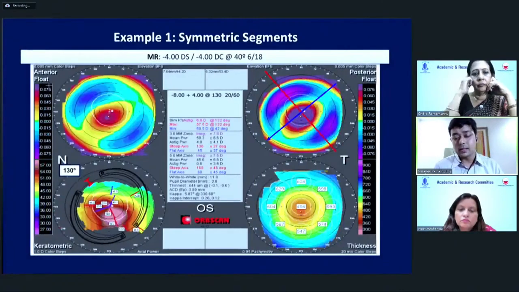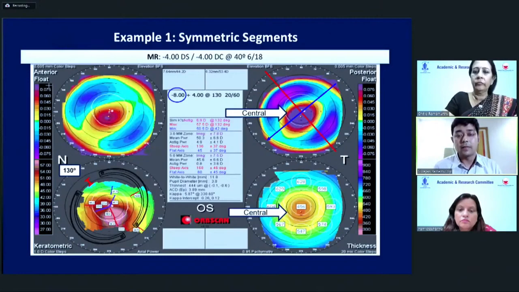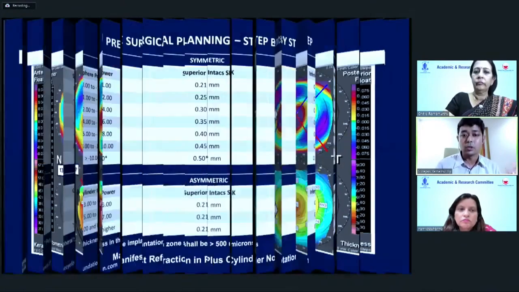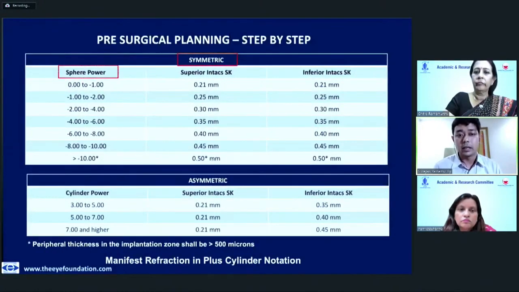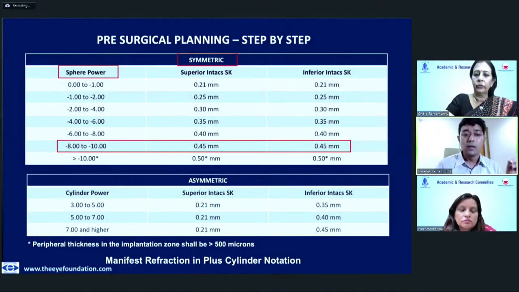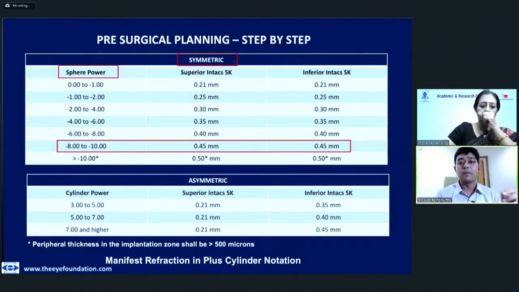The other thing is, once you've located this, so this is a central cone like I mentioned, we look at the spherical equivalent of this particular patient, and that is what we use to choose the thickness of the ring segment. So for an 8 diopter, as you saw in that example, we are going to use 0.45 symmetric segments.